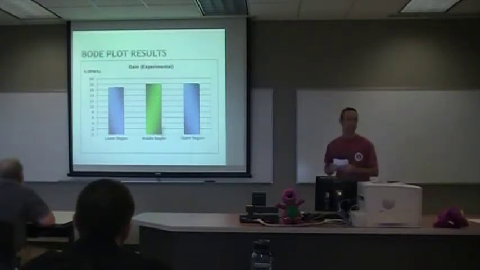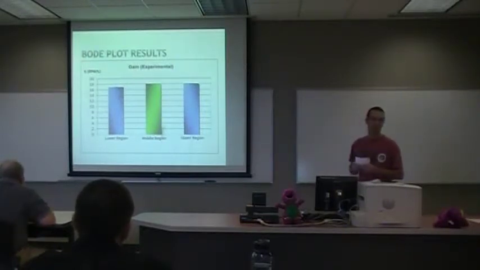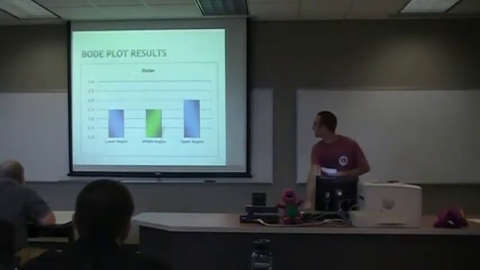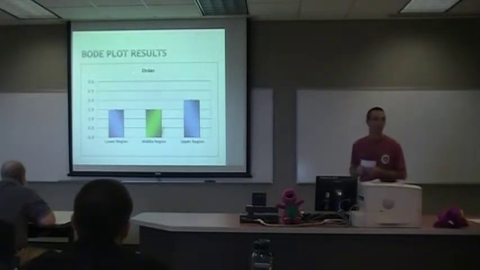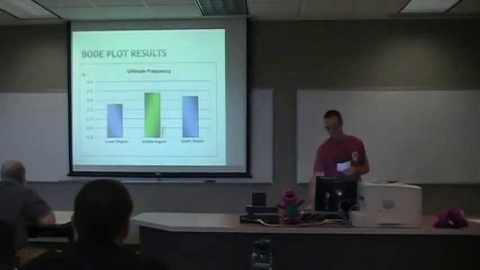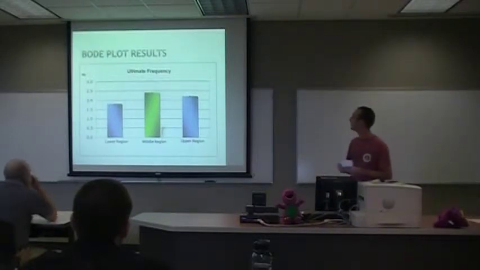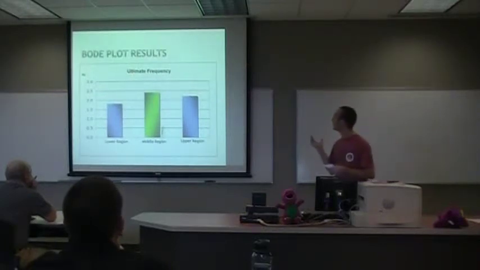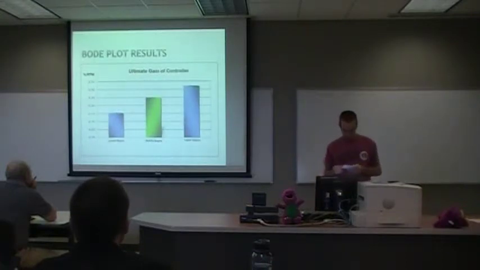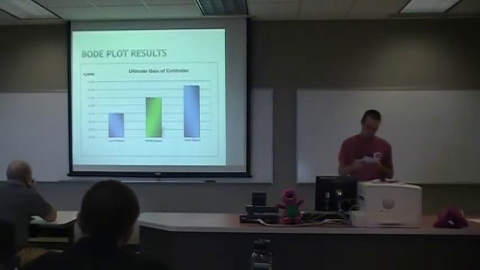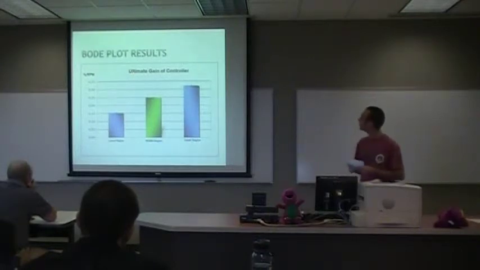The gain again is fairly consistent from 17.75 to 18. The order for the first two was 1.5, and for the upper it was 2. And the ultimate frequency for these results goes between 1.8 hertz and 2.4 hertz. And this is the ultimate gain of the controller. It seems to increase steadily from 0.15% per RPM to 0.32% per RPM.